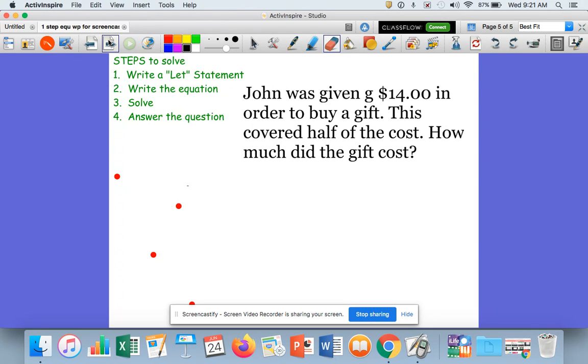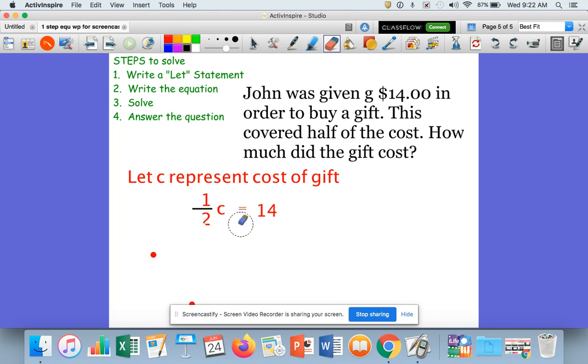So we're looking for the cost of the gift. That's our let statement. Let C represent cost. Now that we know that, we have to figure out how to write this equation. It's a little different than what we've done before. So I know that he was given $14. That's my equal. My equal is 14. Now, I know that it's half of the cost. So we don't know what that cost is, but I know that 14 is half of it. So we write it like this. 1/2 of the cost is 14.